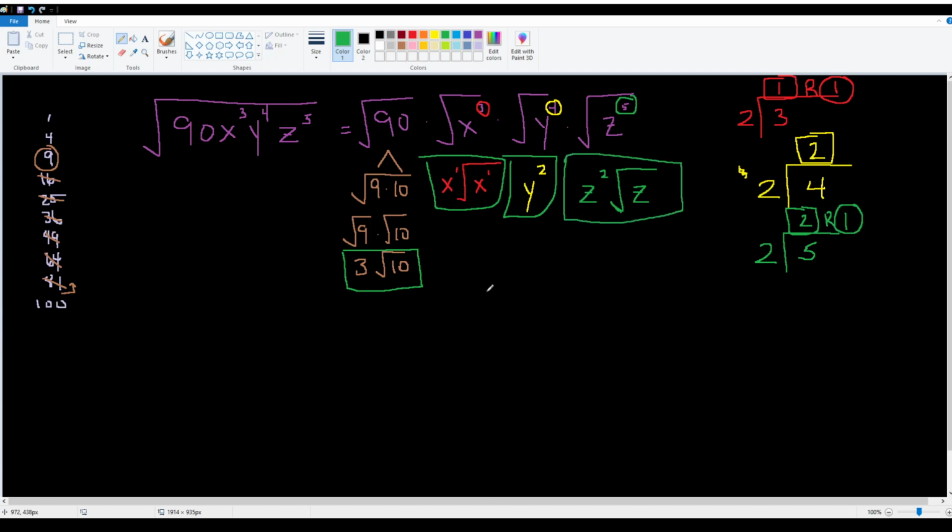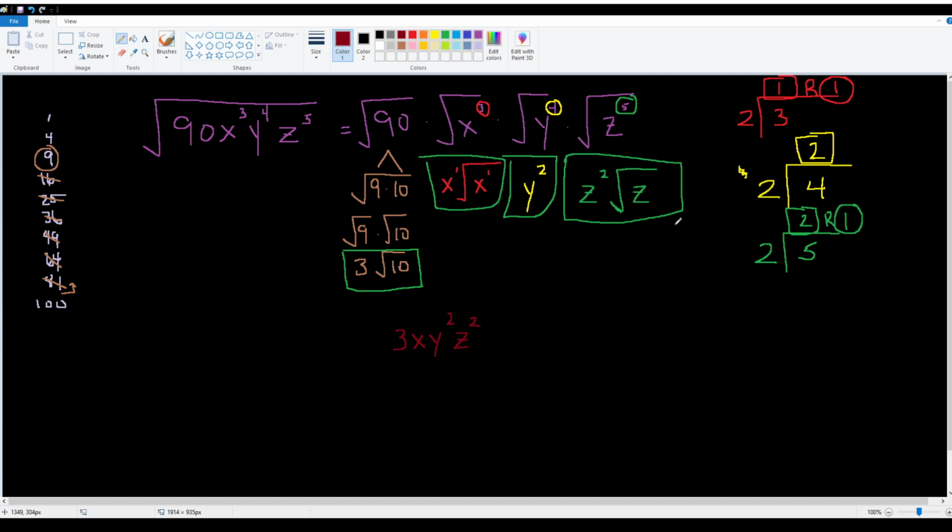Now that I have the final part of each of these parts, I have to put them all together. I can't just leave them separate. In order to put these together, anything that is outside of a radical is going to go out front. You always start with the number. So the 3 is going to go first, then the x to the first, then the y squared, then the z squared. That all goes out front.